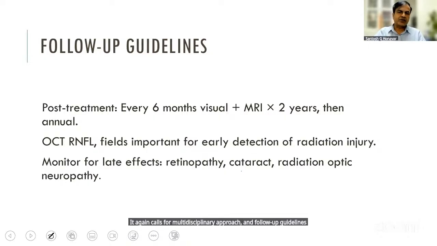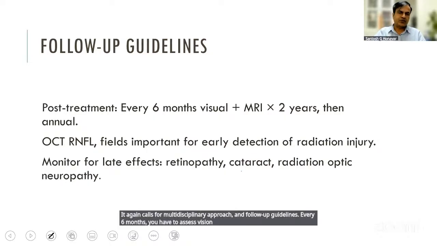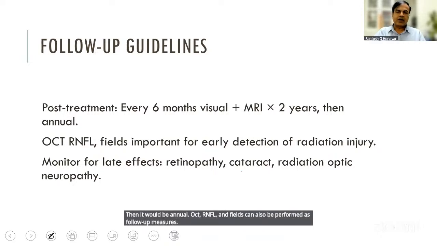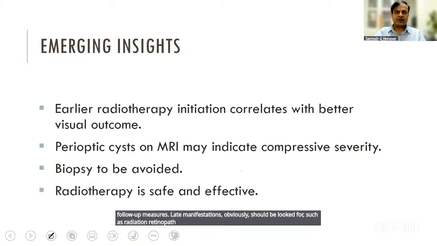Every 6 months, you have to assess vision, if possible fields, and MRI up to 2 years. Then it would be annual. OCT, RNFL, and fields can also be performed as follow-up measures. Late manifestations obviously should be looked for, such as radiation retinopathy, cataract, and optic neuropathy.